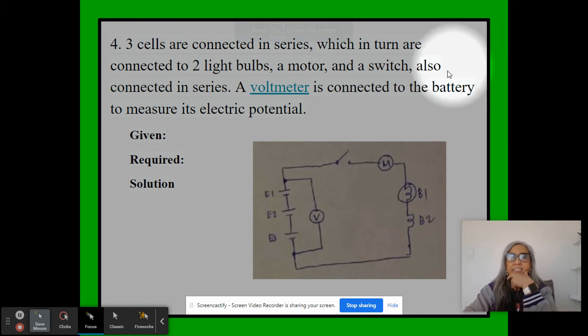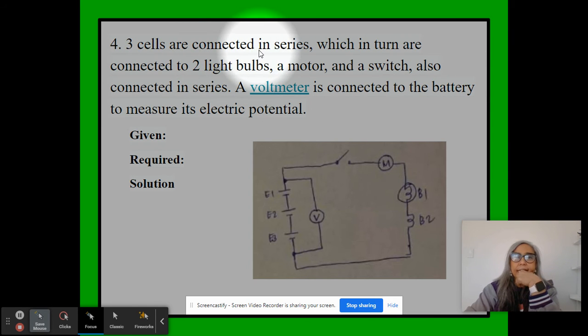Okay, let's analyze this. So three cells are connected in series. So three cells, where are your three cells? This one, two, three, right? So cell one, cell two, cell three, which in turn are connected to two light bulbs. So this one connected to two light bulbs and a switch connected in series. So you notice that the switch is now connected in series.